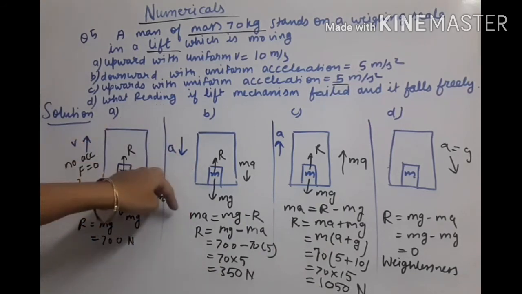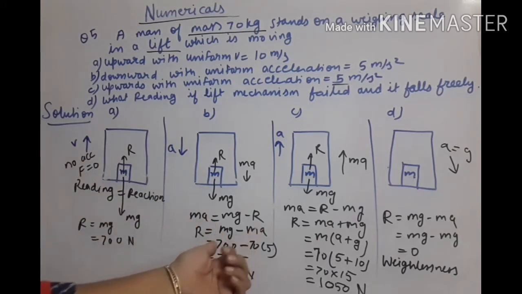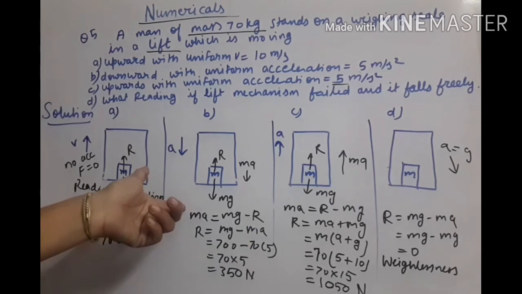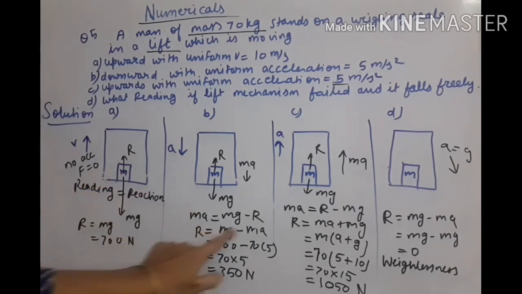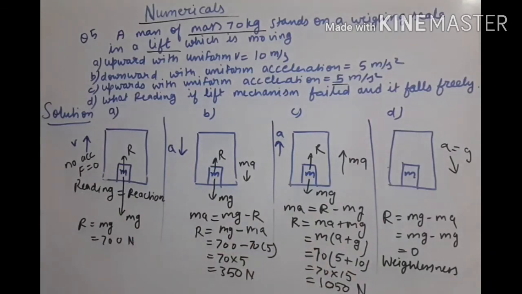If it is moving downward, arrow down, that means its final weight should decrease. This is the decrease sign, so mg minus ma. That way also you can remember it. This is the increase sign, so mg plus ma. This is just a learning technique. Okay, note down this question.